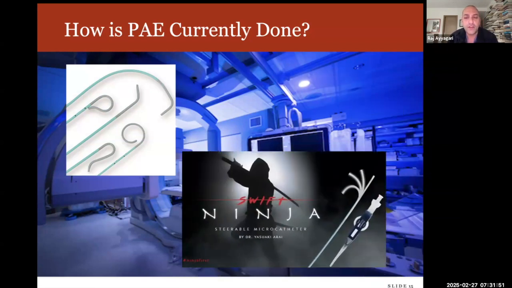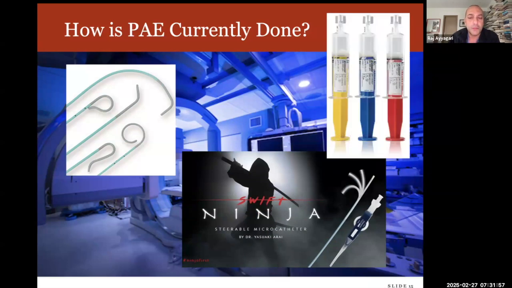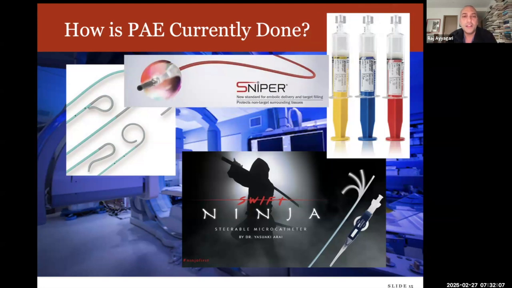And then there are all sorts of fancy microcatheters available on the market depending on where you are. The Swift Ninja is a steerable microcatheter, but I don't really use that. It's just fun to get out and use sometimes. These are the Embospheres, the vials, different sized beads. I like to use the Sniper a lot, which is a microcatheter with a balloon tip, but it's very expensive. I've been using glue these days for prostates. I started using glue about 3 or 4 months ago.